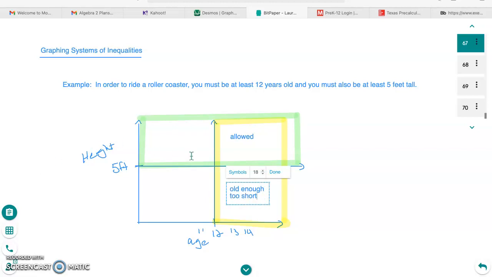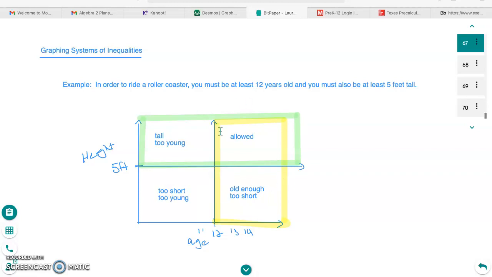This might be me, those of you who know me. These people, they are very tall. They're over 5 feet tall, but they are too young. So they are not allowed to go on the roller coaster. And then these people, they're really, definitely not going on this roller coaster because they are too short, and they are too young.